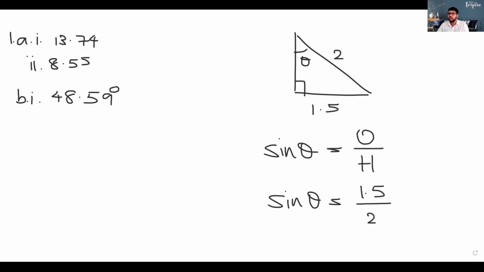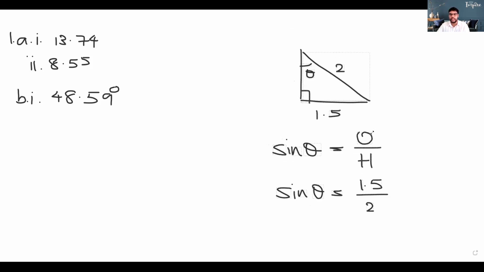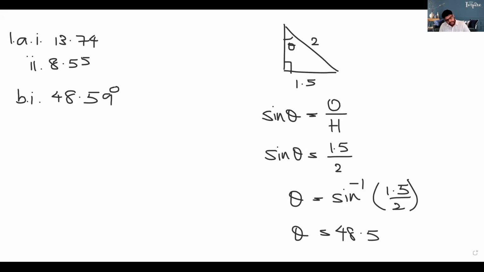Right, and for the new student who is here with us as well, this is a good opportunity for you to have a look at how to find angles as well, right? So when you want to find theta, you use inverse sine, right? You take sine inverse 1.5 over 2. Am I right? And so you just have to enter this into your calculator and you will get this answer, 48.59 to 2 decimal places.